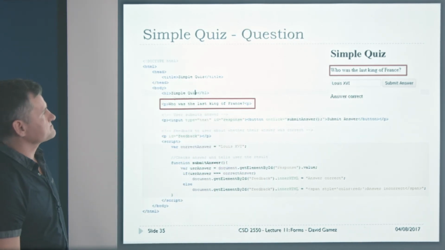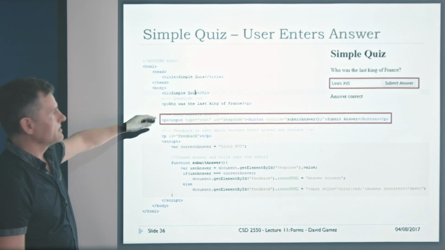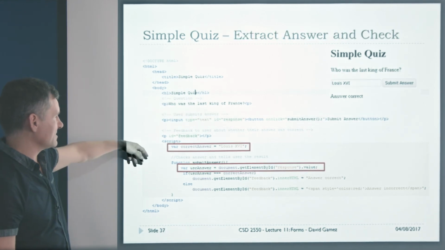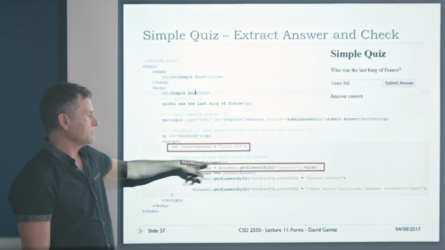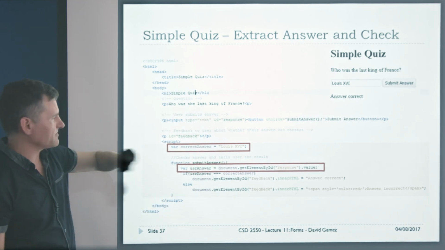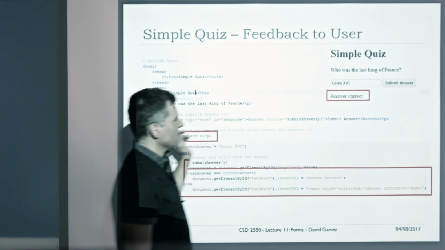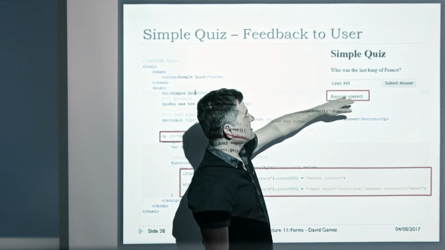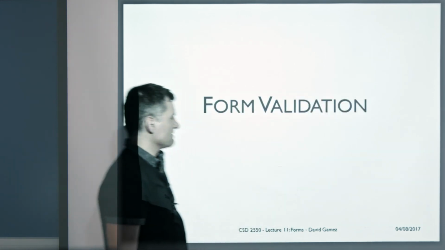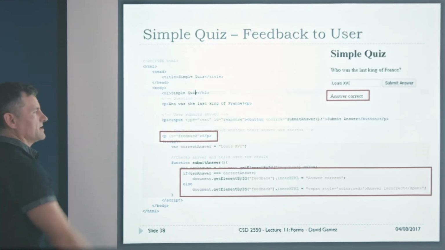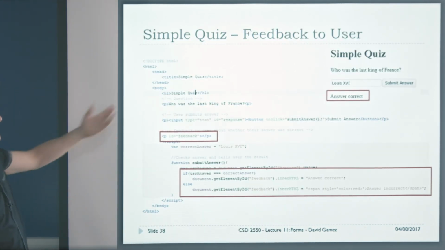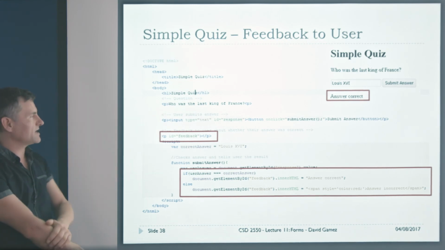So we've got the question. We've got the input field where we submit the answer. Then we've got the correct answer, and we get the answer from the user. We compare it to the correct answer. If it's correct, we modify the document object model so that it contains answer correct. If the user's got it wrong, we insert answer incorrect. So this is great if you want to do a very simple quiz as your game.